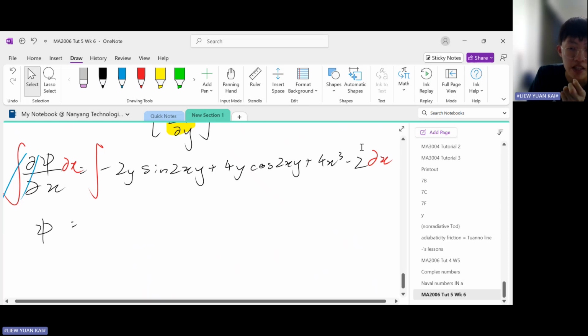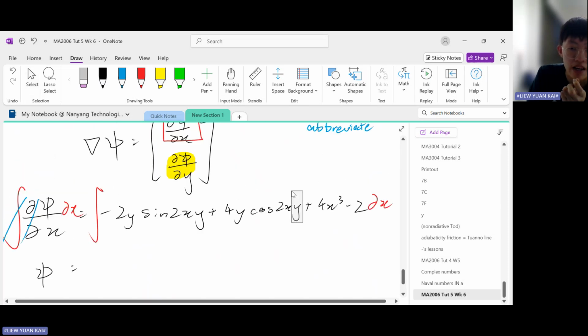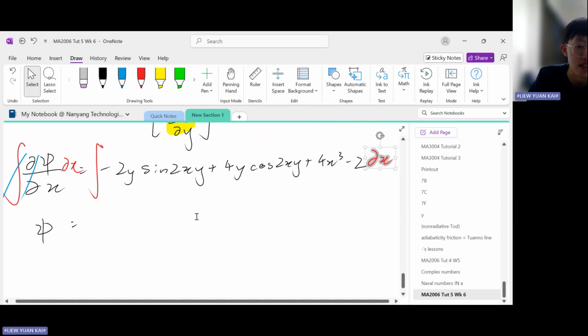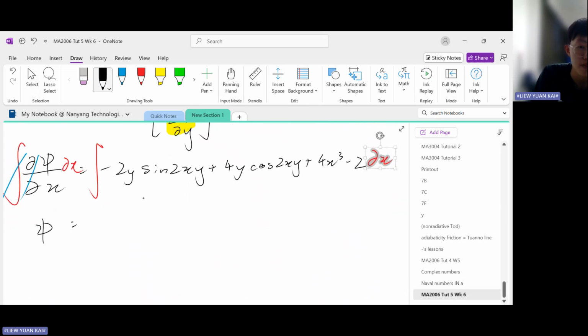So what are the other variables that show up? For example, y. y is another variable that shows up, right? But we shall treat y as a constant. We just treat it like any number. We will treat y just like 2, for example. So partial integration with respect to x means I just treat y like a constant. So let's go ahead and do that.